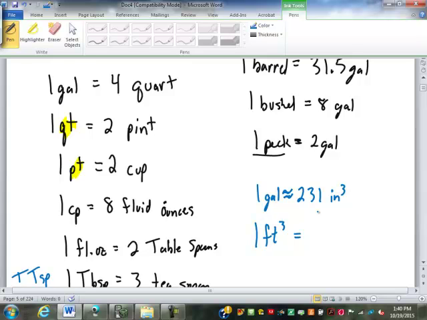A 5-gallon bucket. I think we talked about this before. Your 5-gallon bucket, is that more or less than a cubic foot? It seems like it should be more than a cubic foot. It's more than a foot tall. It's almost a foot around. It's actually quite a bit less. 1 cubic foot is actually 7.48 gallons. So a 5-gallon bucket's only about 2/3 of a cubic foot.